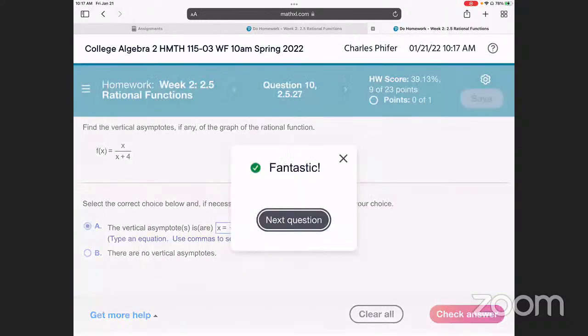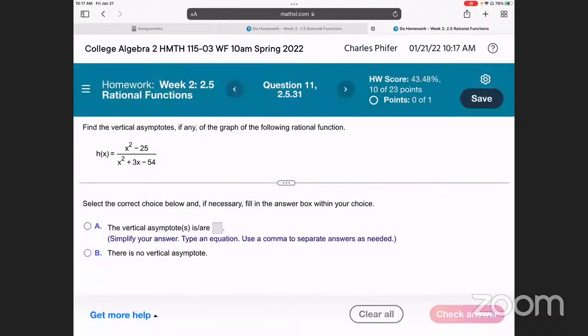And again, if anything is not clear, you just have to stop me. Else I'll just keep going. Find the vertical asymptotes. Okay, let me get a copy of this one.